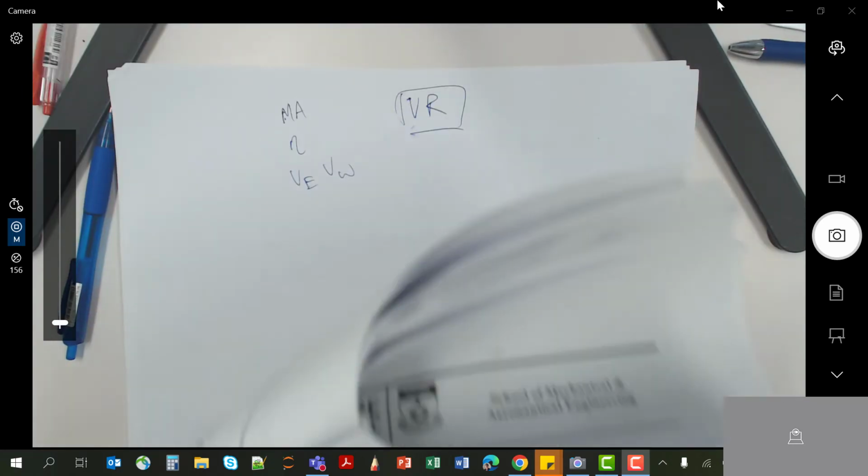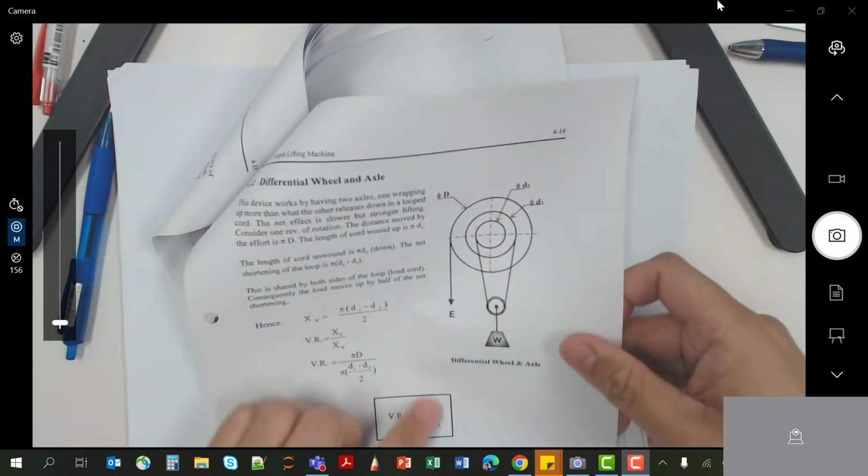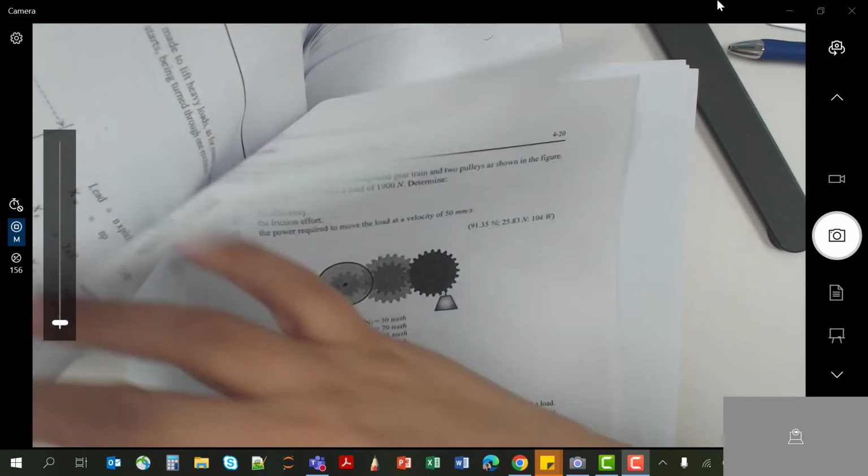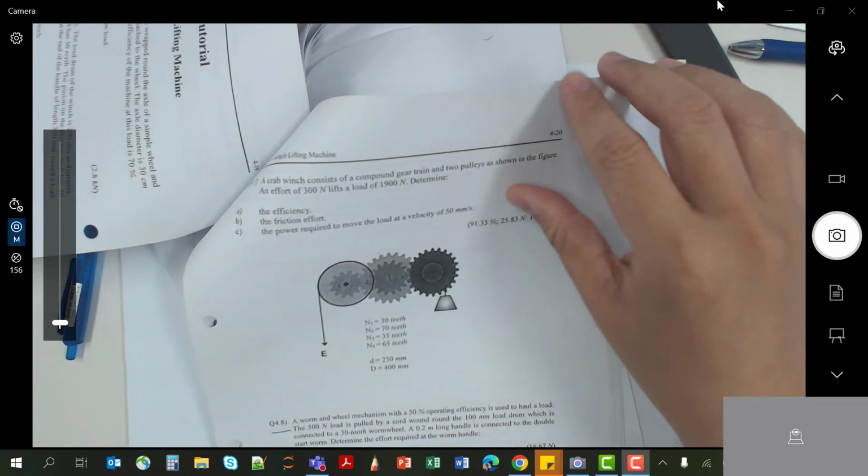Then there is the worm and worm wheel, the differential wheel and axle, and a few others. I'll leave it to you to go through.